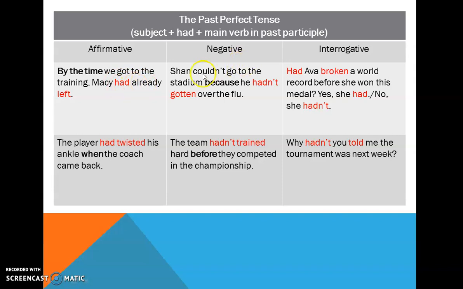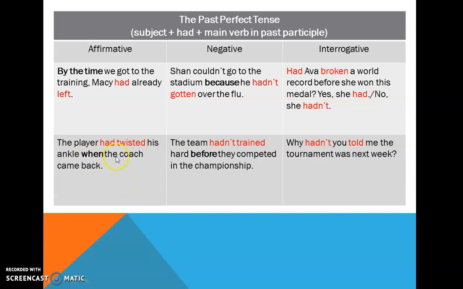Okay, negative, Shan couldn't go to the stadium because he hadn't gotten over the flu. Okay, and the interrogative part, you are going to use first the auxiliary. So, had Ava broken a world record before she won this medal? And you can give short answers. For example, yes, she had if it's affirmative, or no, she hadn't if it's negative. Okay, let's continue with the other example.